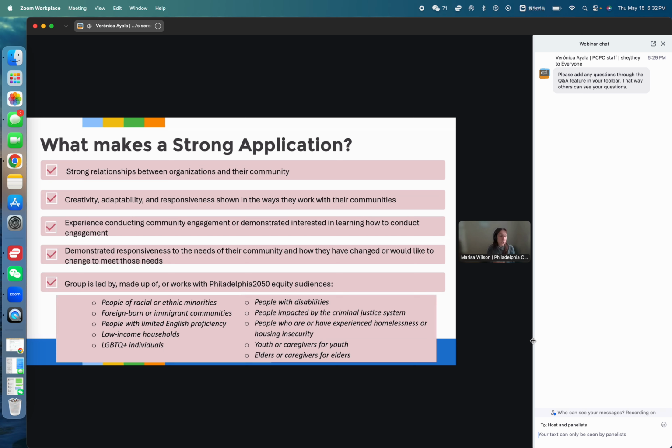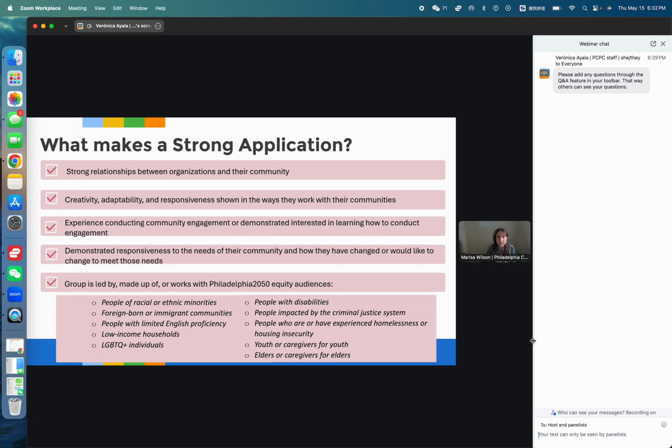We want to see people experienced conducting community engagement or who have demonstrated an interest in learning how to conduct engagement. So this could be shown by demonstrating that you have read through some of these guides, the facilitator guide for the storytelling, that you have read through the engagement resource that we have shared, and you are processing and thinking about this and demonstrating that you're interested in learning more.